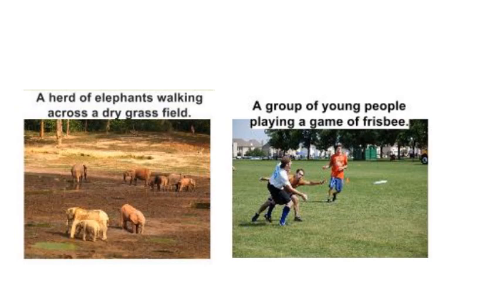These are results from this paper, like elephants walking across a dry grass field. When you feed this image as an input, a group of young people playing a game of frisbee. Of course, these are two successful examples. In the paper, they showed examples that are not successful, where the model fails to generate the right caption. But quite an interesting result in that paper. So that was about attention.